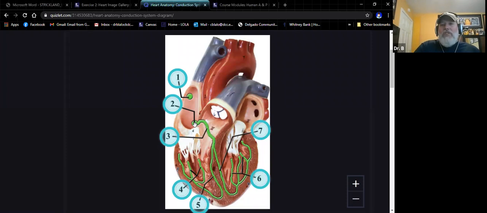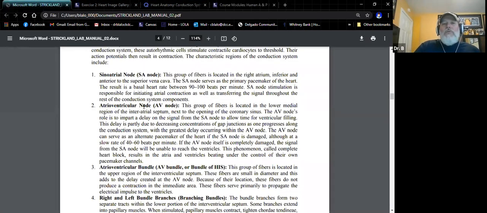Now, this wave of depolarization is going to travel down, and it is going to then cause depolarization at number 2 right here. And number 2 is the AV node, or the atrioventricular node. This is in the lower medial part of the interatrial septum, kind of about the area where we saw the coronary sinus, that opening. Now, the AV node is going to then be what's responsible for allowing for the ventricles to contract.